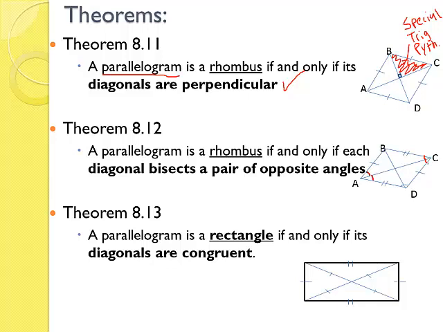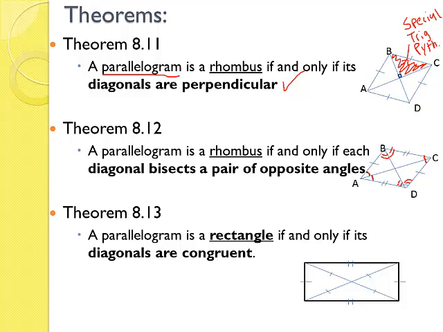It would also hold true for angle B, which would be split up into two congruent angles as well. Angle D would be split into two congruent angles as well because it bisects a pair of opposite angles. And theorem 8.13: a parallelogram is a rectangle if and only if its diagonals are congruent. So, it's a parallelogram.